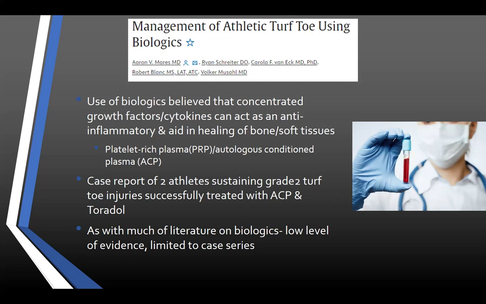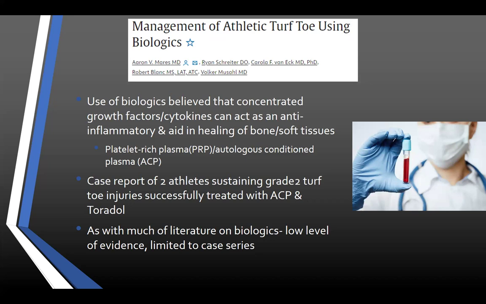The second athlete had a very similar presentation, reported pain after making a cut, and afterwards had pain with normal ambulation and pushing off of the toe, the hallux. This patient also received a similar cocktail with autologous conditioned plasma and Toradol, sooner after the injury, about 48 hours, and then returned to play within a full week. Didn't have any other issues.